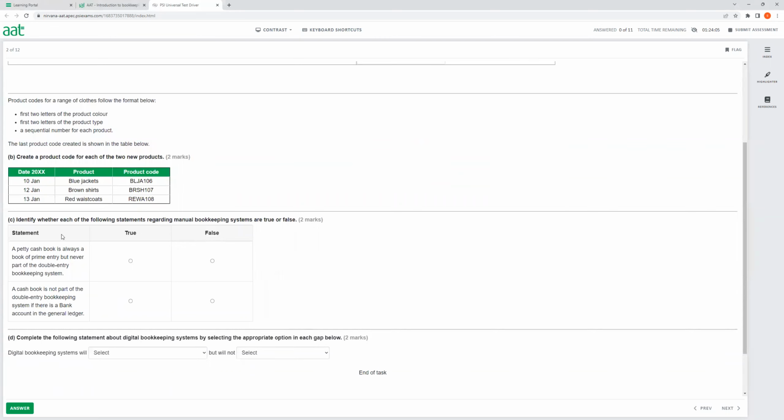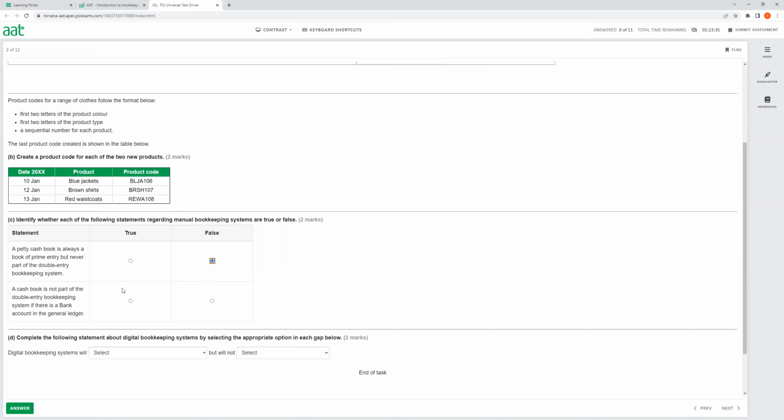The next one we have here, identify whether each of the following statements regarding manual bookkeeping system are true or false. Okay, a petty cash book is always a book of prime entry. That's not true. Remember that petty cash book can be a book of prime entry, it can also be part of the double entry bookkeeping system. That's not true. So you need to make sure you read the petty cash book in detail. What is it? How does it work? So petty cash book can be both.